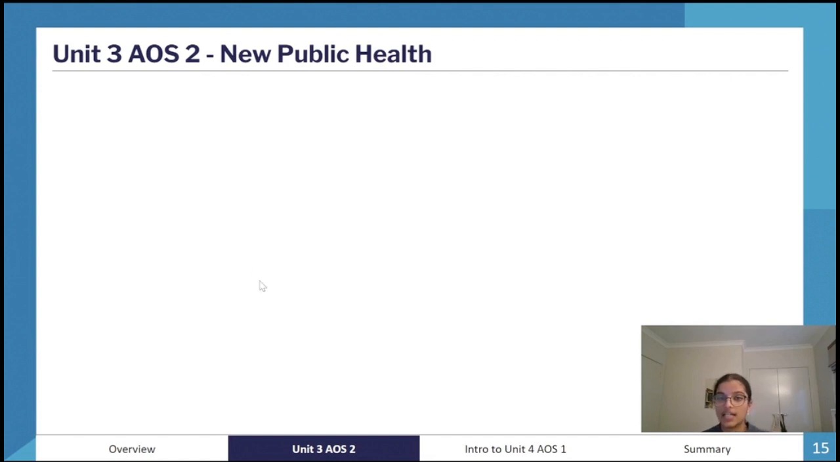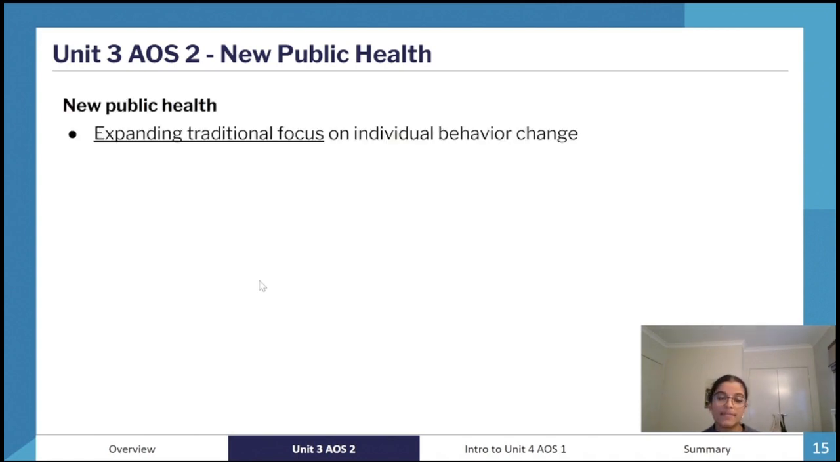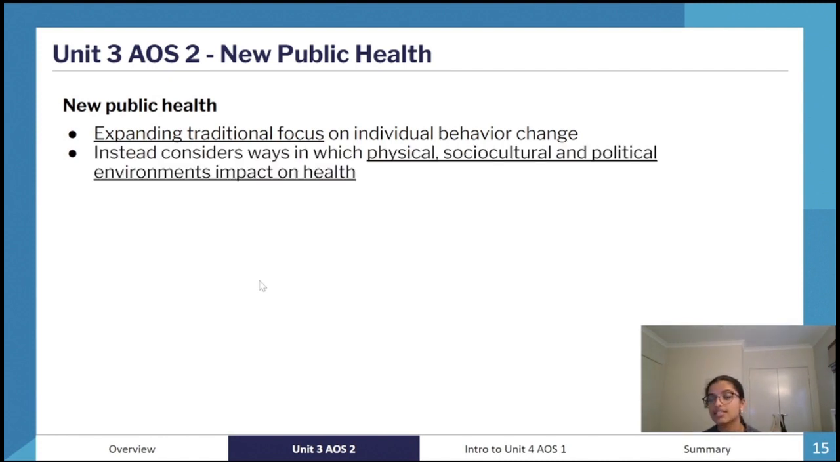Right, now for the second half of public health, we have the concept of new public health. This basically relates to expanding the traditional focus on individual behaviour change, and it's more talking about, at a population level, the physical, socio-cultural and political environments impacting health. It's mainly relating to health promotion, by the way. So health promotion is the main thing that is being focused on in new public health.